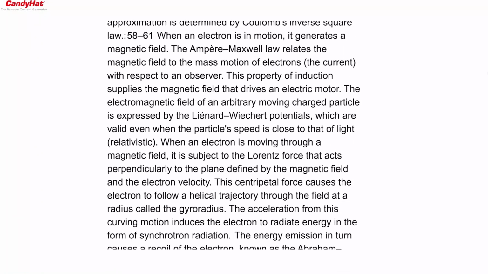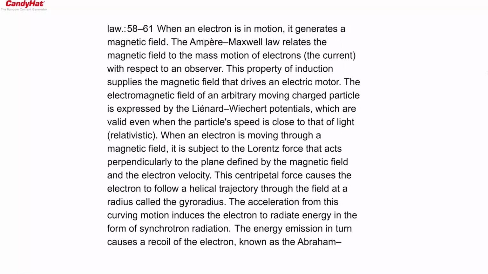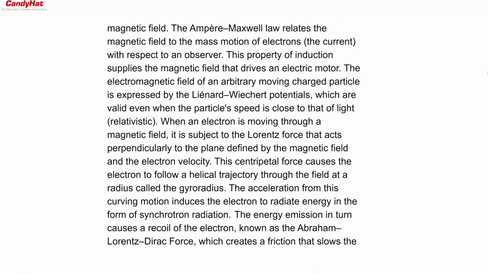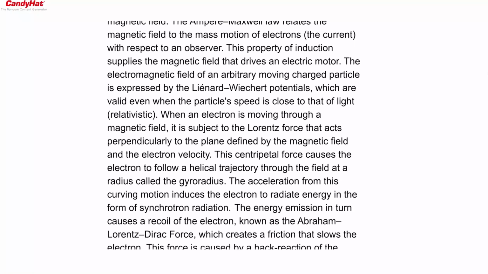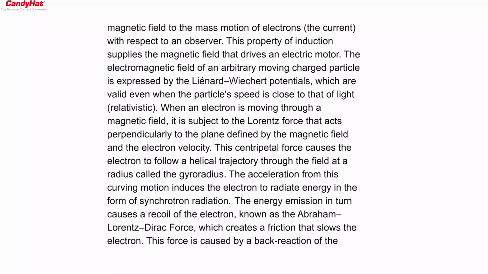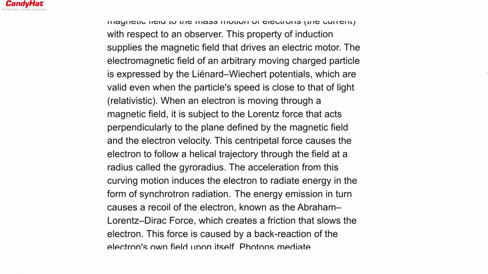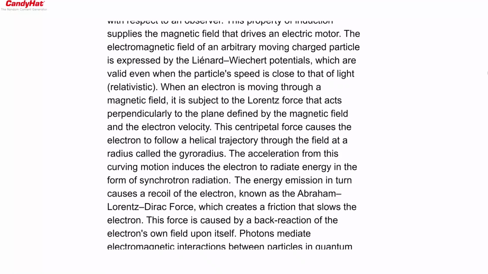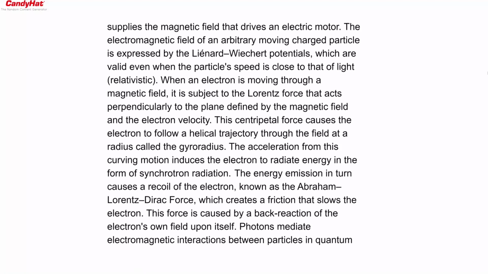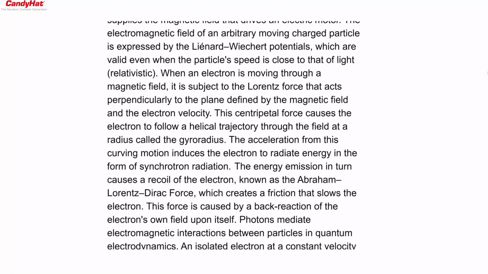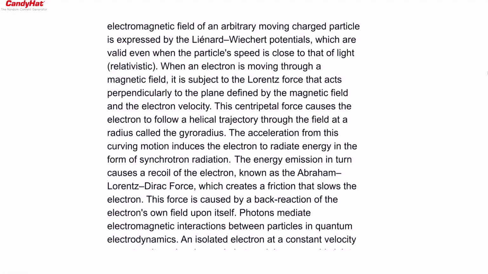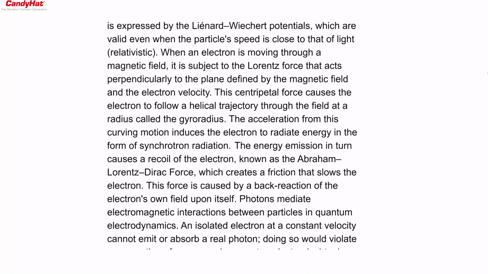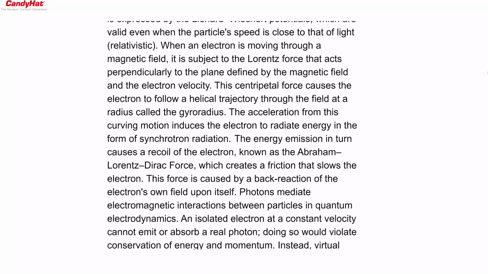The electromagnetic field of an arbitrary moving charged particle is expressed by the Liénard-Wiechert potentials, which are valid even when the particle's speed is close to that of light, relativistic. When an electron is moving through a magnetic field, it is subject to the Lorentz force that acts perpendicularly to the plane defined by the magnetic field and the electron velocity. This centripetal force causes the electron to follow a helical trajectory through the field at a radius called the gyroradius.